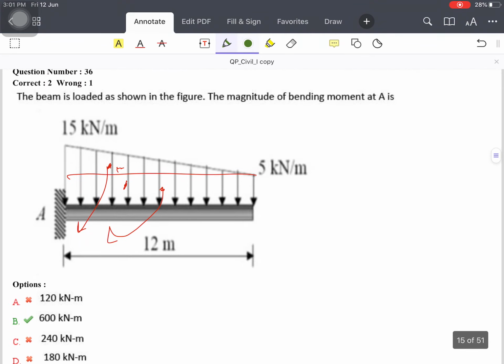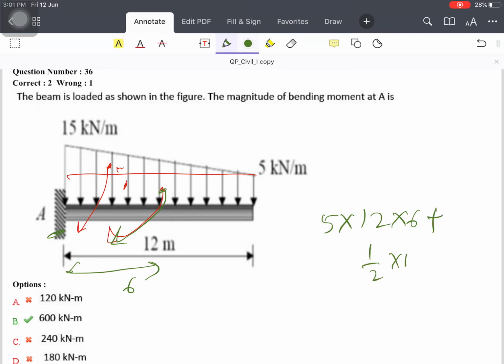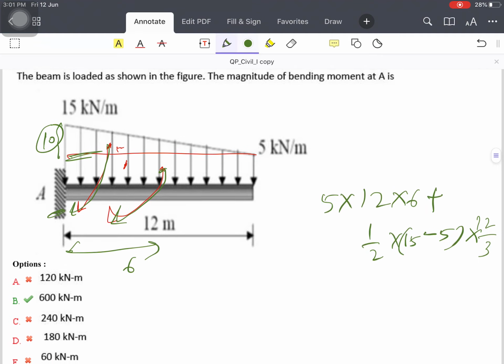Question number 36. The beam is loaded as shown in the figure. The magnitude of bending moment at A. So 5 into 12, this is the CG, then this distance will be 6 into 6, plus half into 15 minus 5 into 10, into L by 3, means 12 by 3, the value will be 600 kilonewton meter.